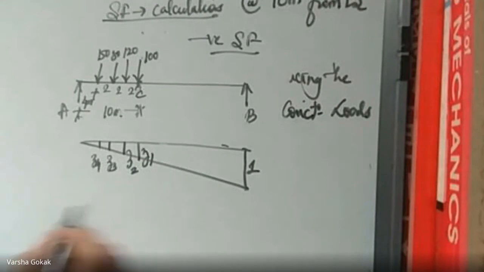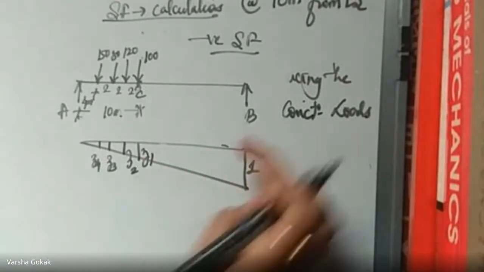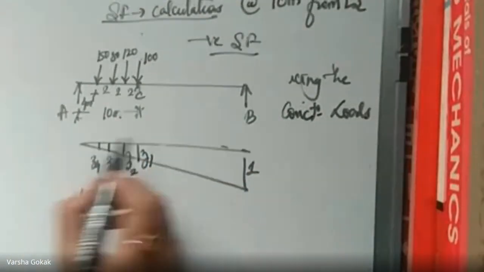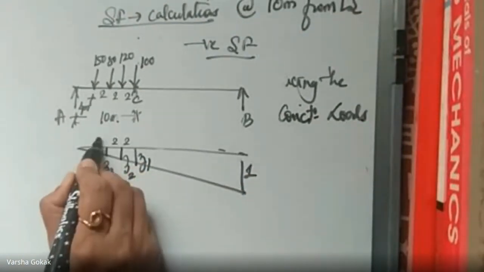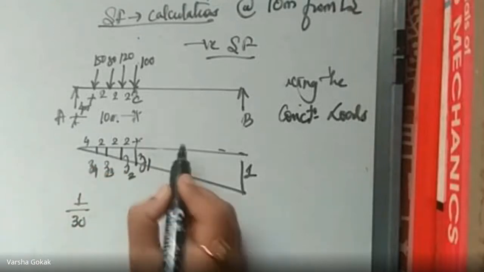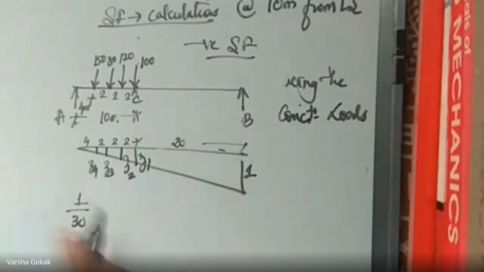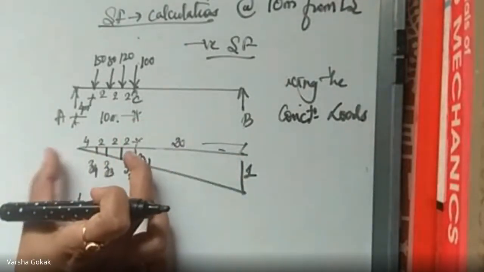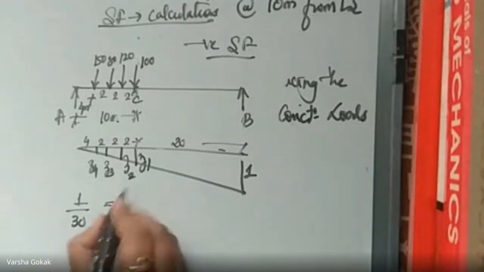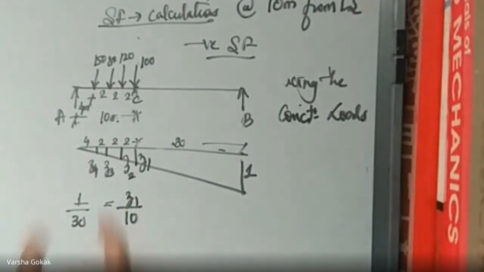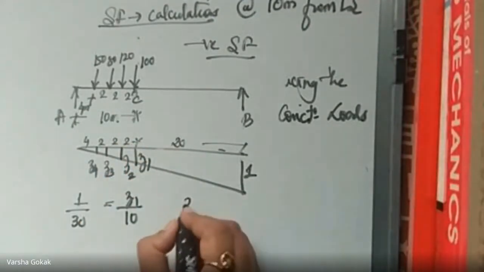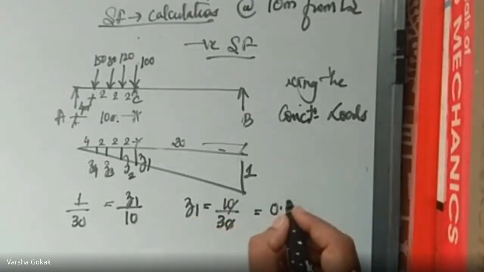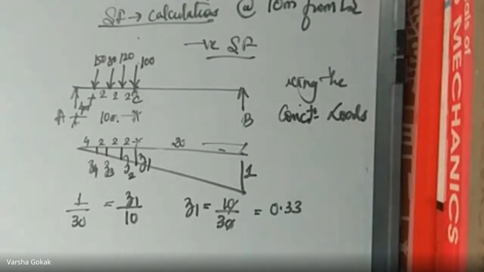Let us calculate the ordinates. Total 1 divided by 30. And here the distances: this is 2, this is 2, this is 2, and this is 4. And the remaining is 20, we don't need the 20. So 1 divided by 30 is equal to Z1 divided by this distance, which is 10. So Z1 is going to be 10 divided by 30, that is 0.33. Am I right?